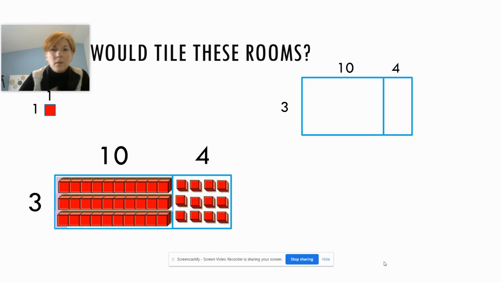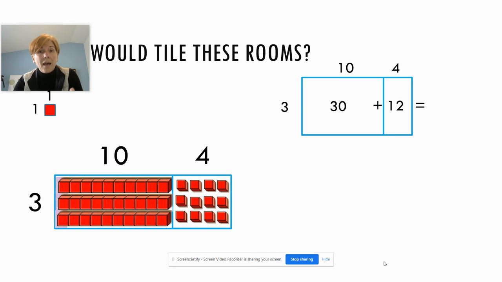Next, I'm going to figure out how many tiles are in each section and find the total. In the first one with the rods, there are 3 rows of 10, so that's going to give me 30 tiles. In the other one, I have 3 groups of 4, which is going to give me 12.